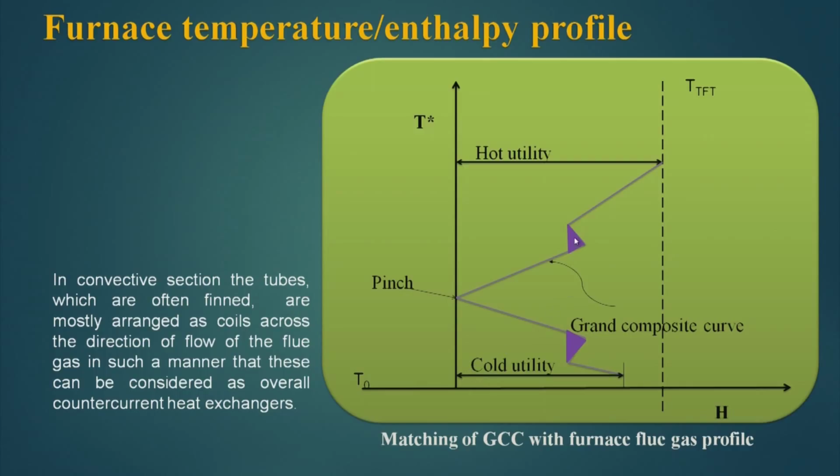Now, if you see the grand composite curve of the process, this is the pinch point, and this is the hot utility requirement, and this is the cold utility requirement. Now, the furnace profile, because the furnace will work as a hot utility, and the furnace temperature profile has to be matched with this grand composite curve for better heat transfer or meeting the hot utility demand at the lowest cost.